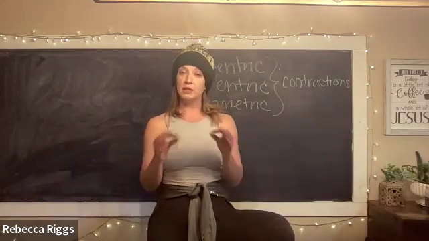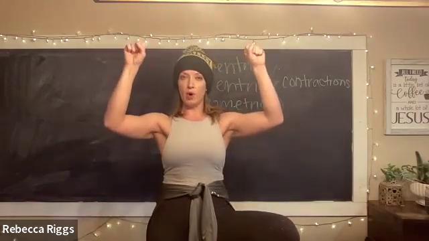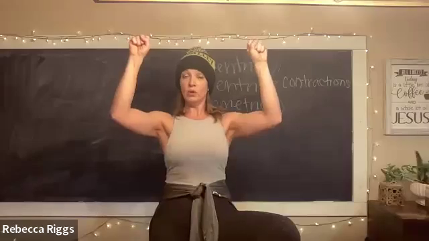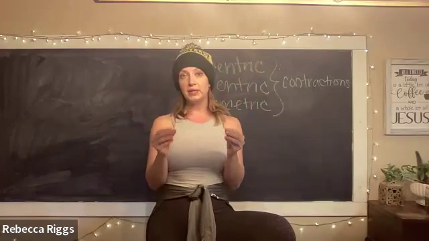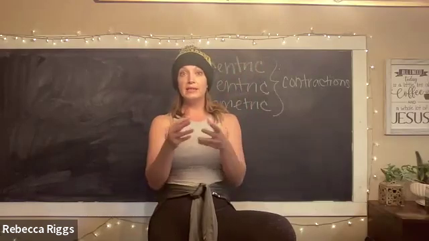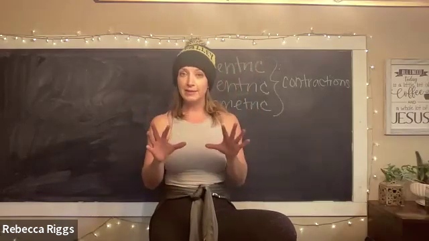Trying to think of some other ones. The classics, or like a dead hang. So you grab the bar and you just hang and you're being still. Okay, all of those are classic examples of isometric muscular contractions. That's because the entire body is not moving.